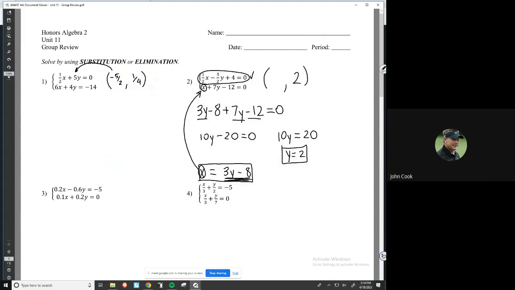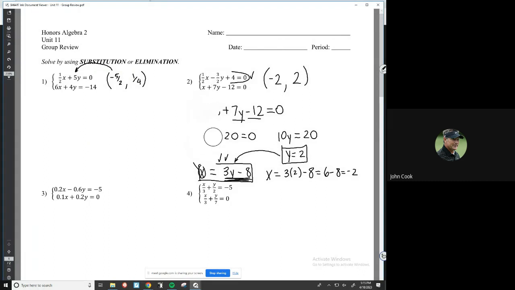So to find x, I've already got this really nice equation down here that solves x in terms of y. So what I'm going to do is plug the y value in that I just found. I get x is equal to 3 times 2, and then minus 8. So that's 6 minus 8, which is negative 2. Negative 2, 2. That's my system of equations solution. And if you wanted to, you can plug it back into either of the equations to check your work. But I'm pretty confident that's what it ends up being.